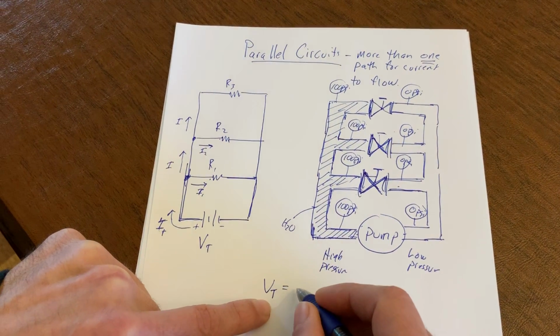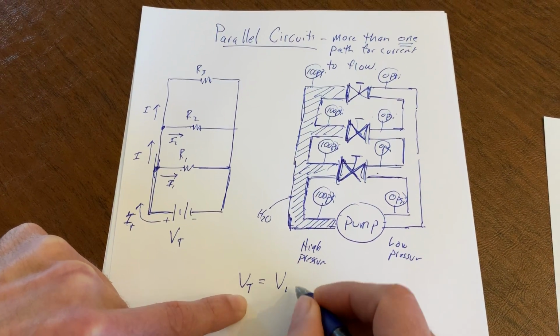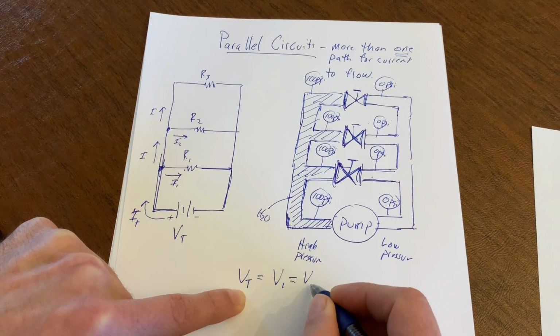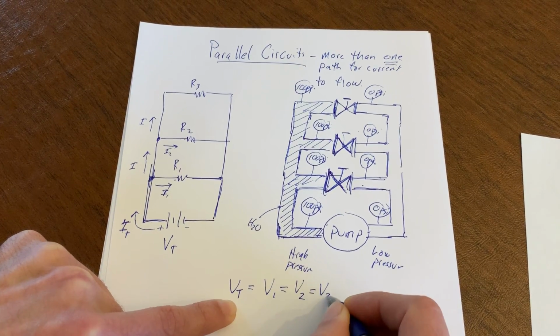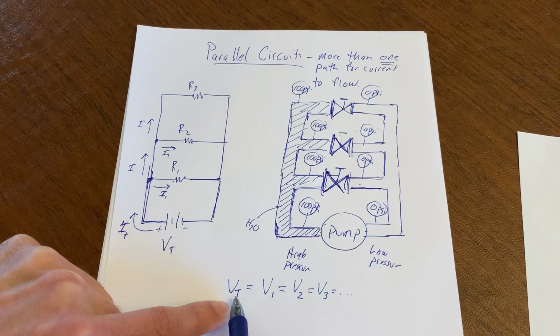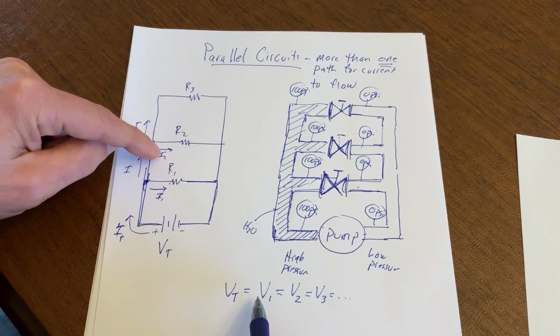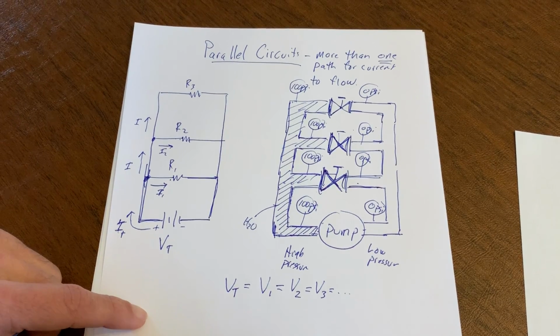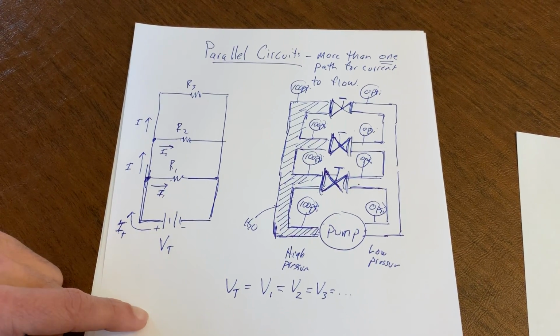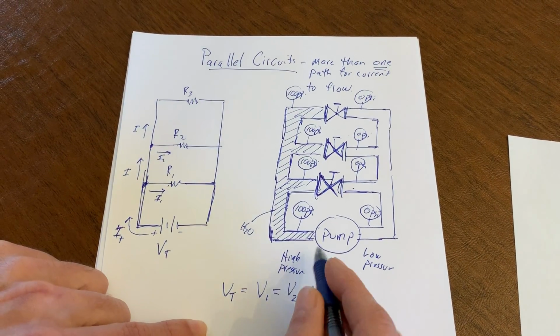So my relationship in the parallel circuit is V total is going to be equal to V1, it's going to be equal to V2, it's going to be equal to V3, dot, dot, dot. Really what I'm saying is the voltage from the source is equal to the voltage across each other resistor. Now remember, that's a little bit different than the series, but I'll take a look at that in a second. Okay, what about my current? All right, let's take a look at current.